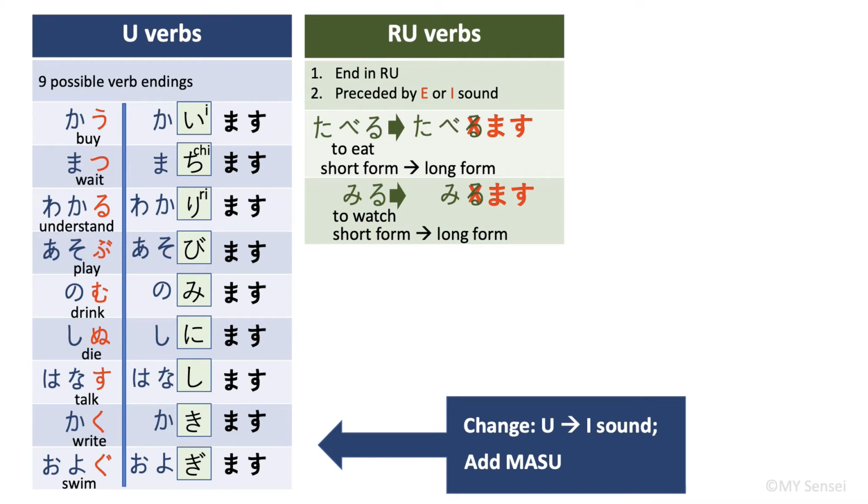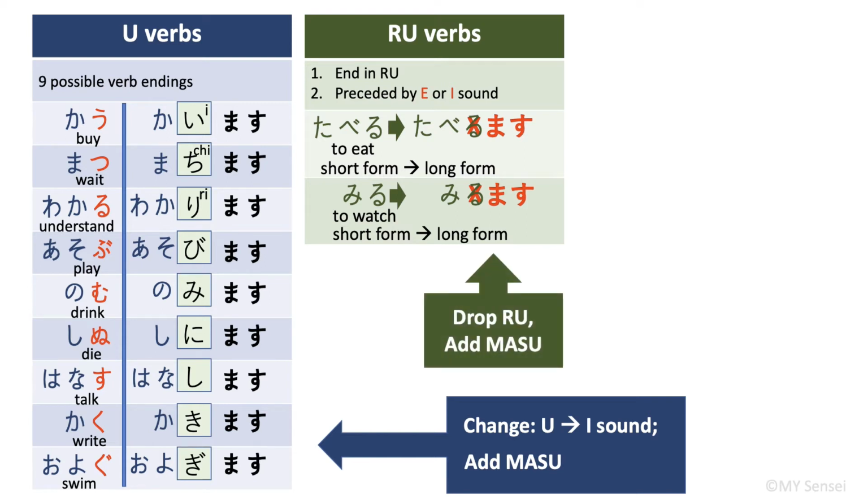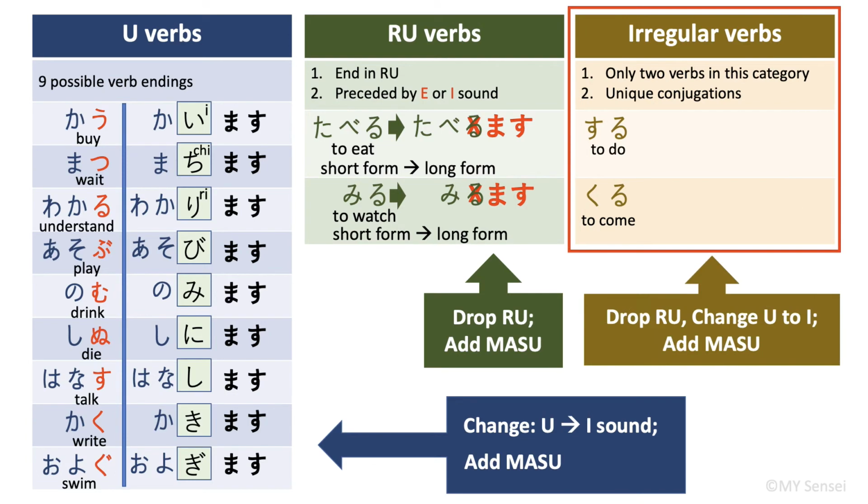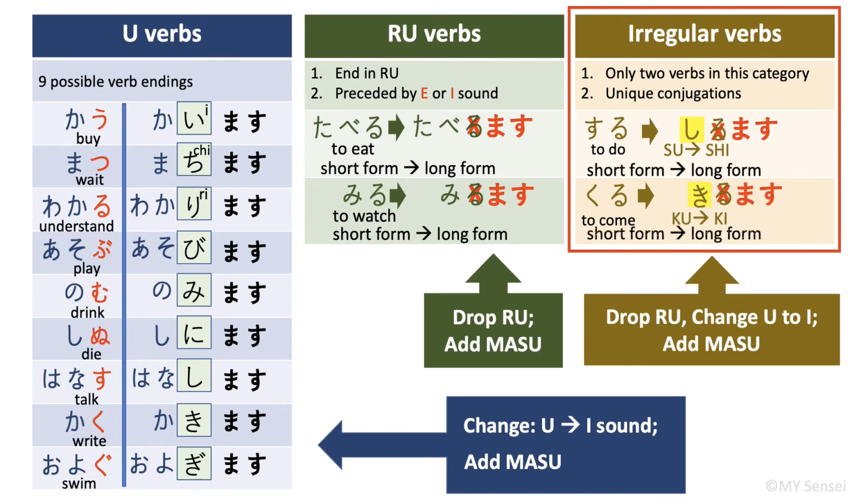Here's the recap for Ru verbs. To get the masu form of a Ru verb is to drop ru and then add masu. Now let's move on to the 2 irregular verbs. For this group, we will need to drop the ru ending and then replace the U sound with E sound. For suru, to do, drop ru, change su to shi, and then add masu. So, shimasu is the long form of suru. For kuru, to come, drop ru, change ku to ki. So, kimasu is the long form of kuru.